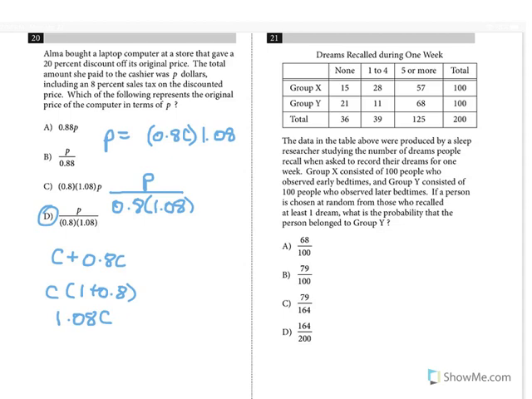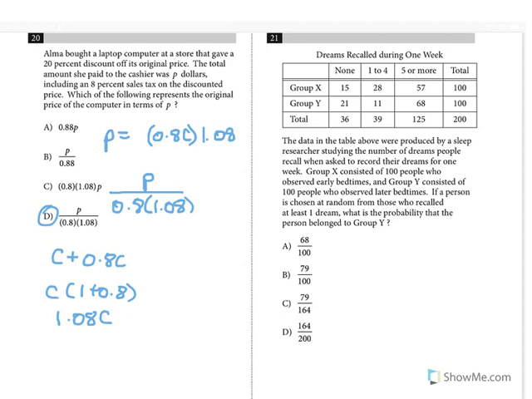All right, reading tables: dreams recalled during 1 week. The data in the table above were produced by a sleep researcher studying the number of dreams people recall when asked to record their dreams for 1 week. Group X consisted of 100 people who observed early bedtimes, and group Y consisted of 100 people who observed later bedtimes. If a person is chosen at random from those who recalled at least one dream, what is the probability that the person belonged to group Y?